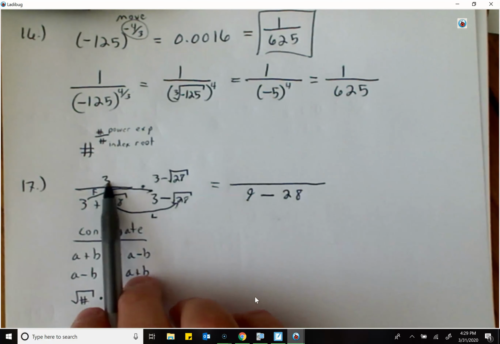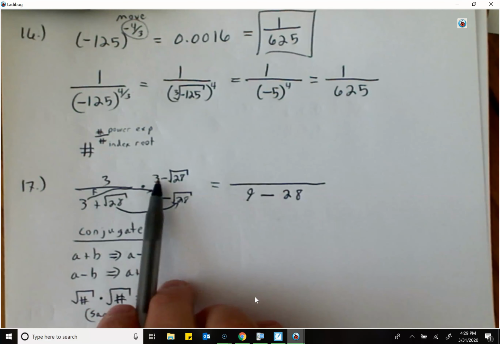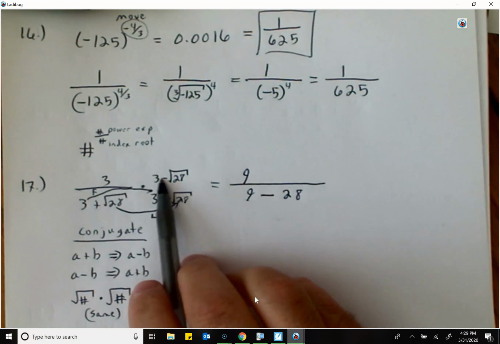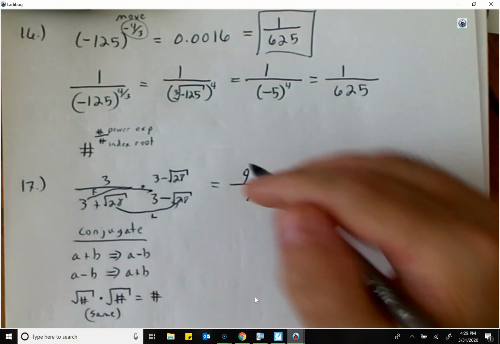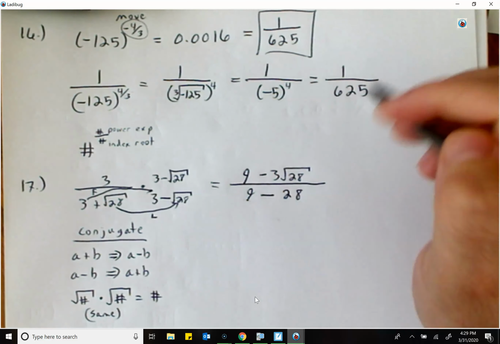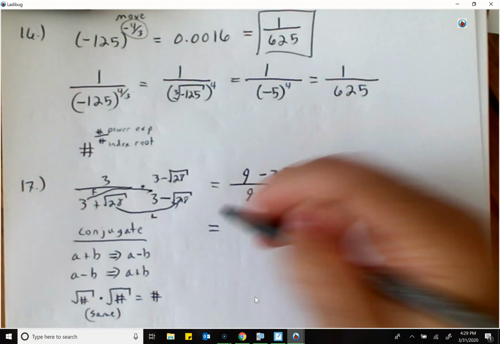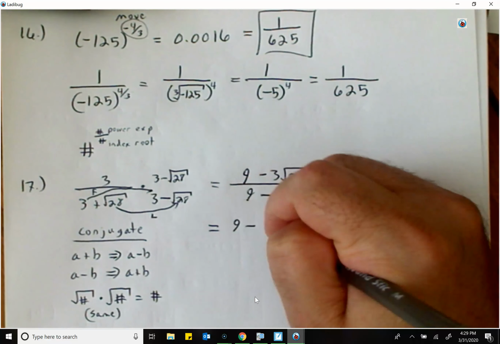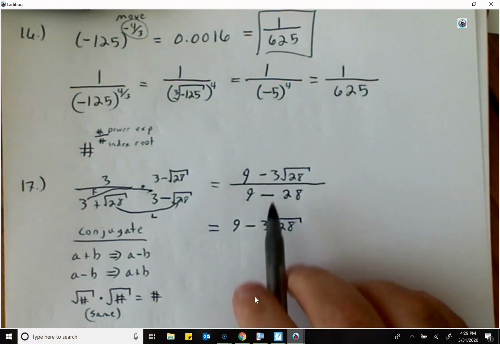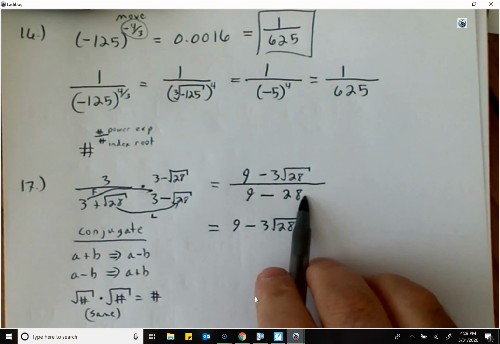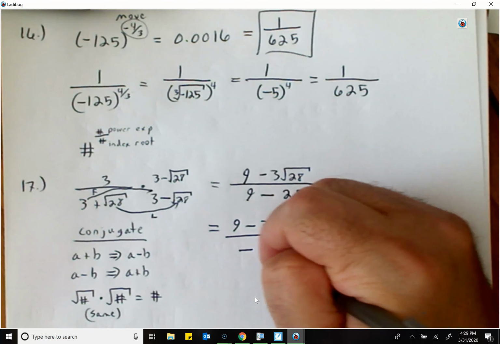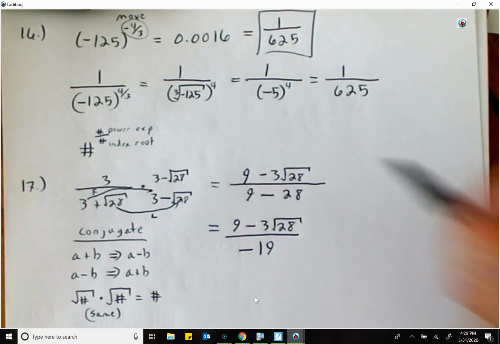Okay? So up at the top, we do need to distribute this through. What's 3 times 3? Well, that's 9. What's 3 times a negative square root of 28? Negative 3 square roots of 28. Okay? So now doing a little cleanup, we got 9 minus 3 square roots of 28. 9 minus 28 in the bottom gives us a negative, what's that, 19?